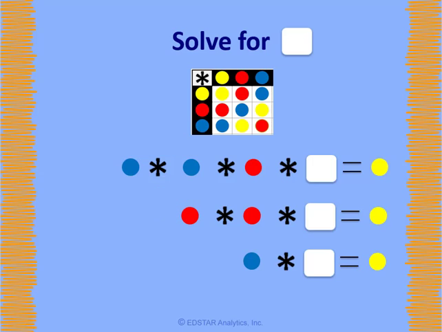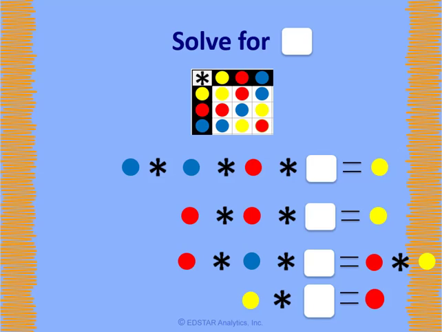So now we've got blue star blank equals yellow, and we're trying to find out what the blank is. Of course, we could just look at the table and see what it is, but we want to do it using the properties. We could get rid of the blue by starring both sides of this equation by the inverse of blue. And the inverse of blue is red. Now we star both sides of the equation by red because red is the inverse of blue.